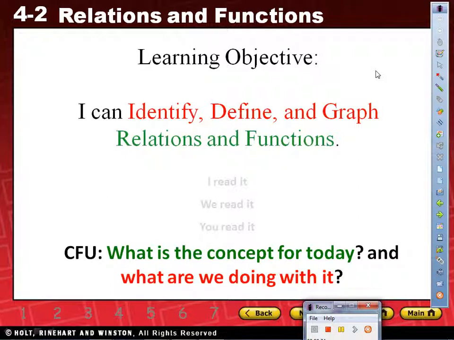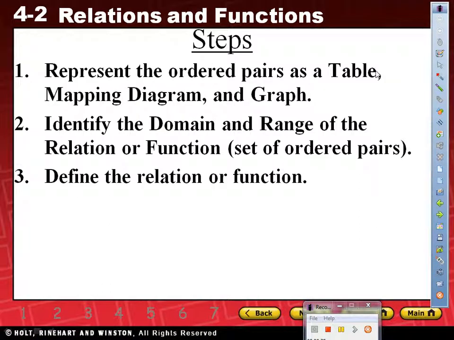Steps. Number 1, represent the order pairs as a table, mapping diagram, and graph. Step 2, identify the domain and range of the relation or function. And step 3, define the relation or function. Copy those, please.